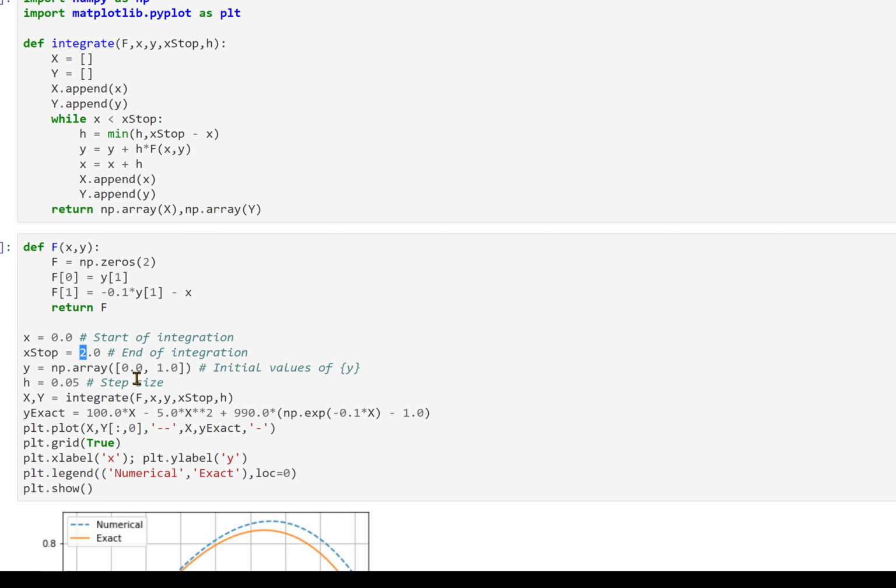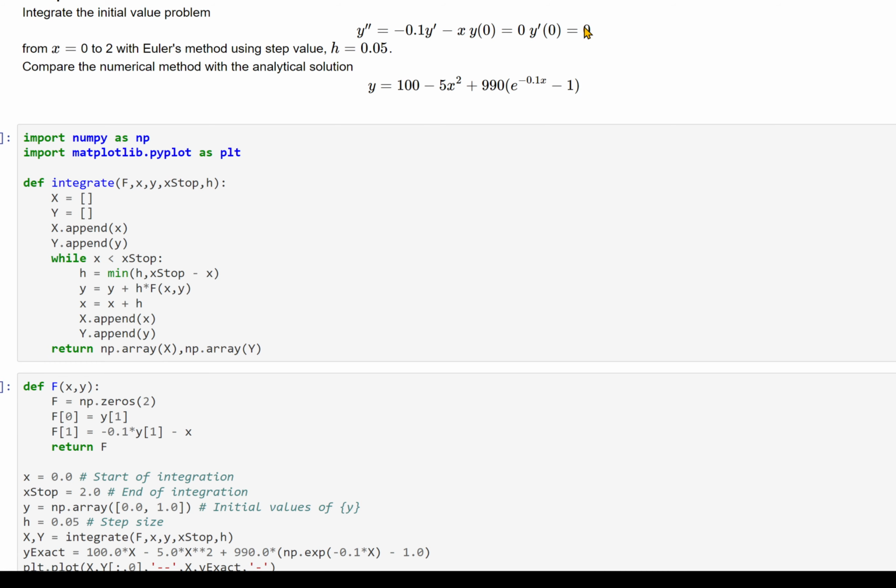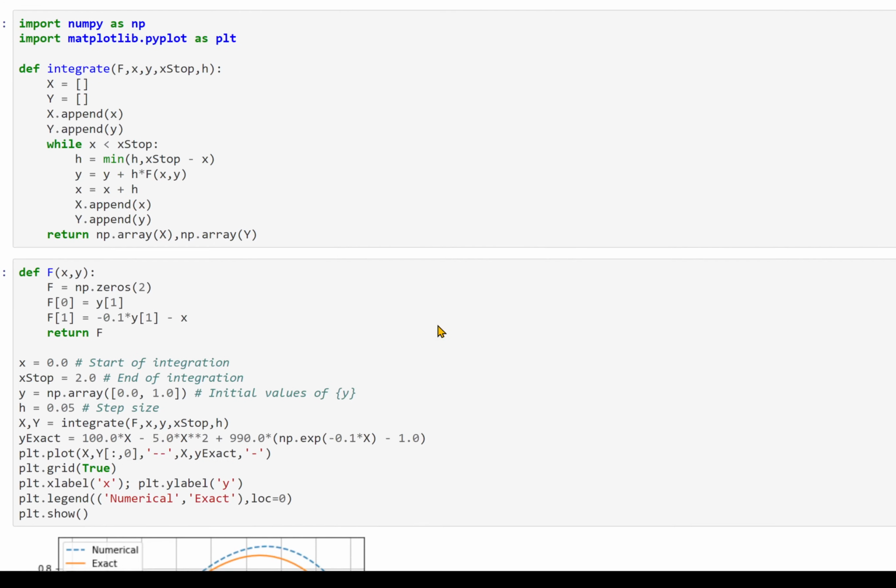You have the y array from 0 to 1, so initial values 0 and 1. These are the initial value conditions. Actually, as I said, this one should be 1. We use the user-defined function integrate, given the f we have just defined, and then x and y. So x is 0 and y is a matrix with two initial conditions, 0 and 1. Then x stop is 2, and you have h equal to 0.25.